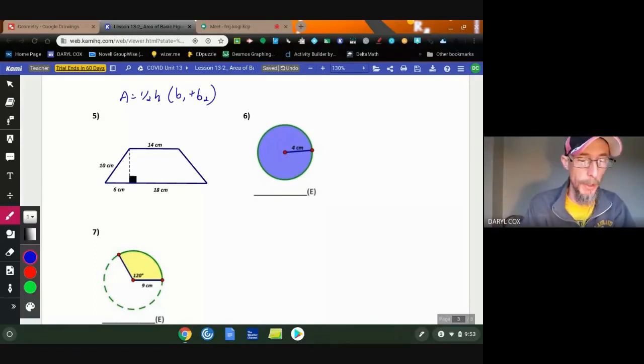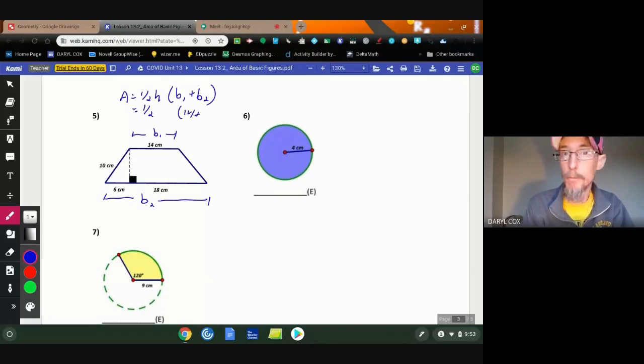So base 1. This is where people can get a little messed up. It doesn't matter which one you call base 1, base 2. I'm going to let this be my base 1. I'm going to let this be my base 2. Okay. So putting that into my formula, base 1 is 14. Base 2, be careful, 18 plus 6. So that's going to be 24.